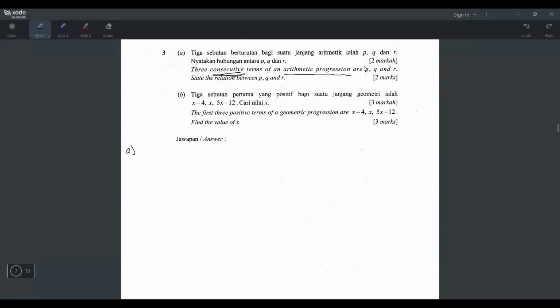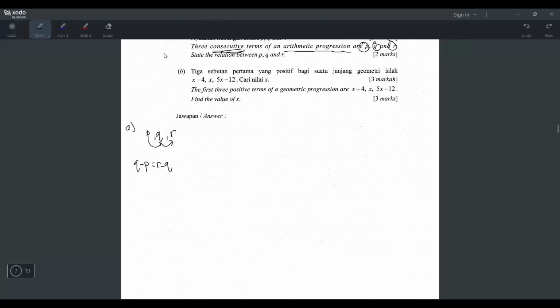So it's AP, P, Q, and R. State the relation between P, Q, and R. If these 3 terms are consecutive, it means the common difference here and here will be the same, right? It means whatever is added here, the same is added here. So if I take Q minus P, the difference here, it will be the same as R minus Q. So Q minus P equals R minus Q because they are consecutive terms of an arithmetic progression. That's why you can do it like this, right?